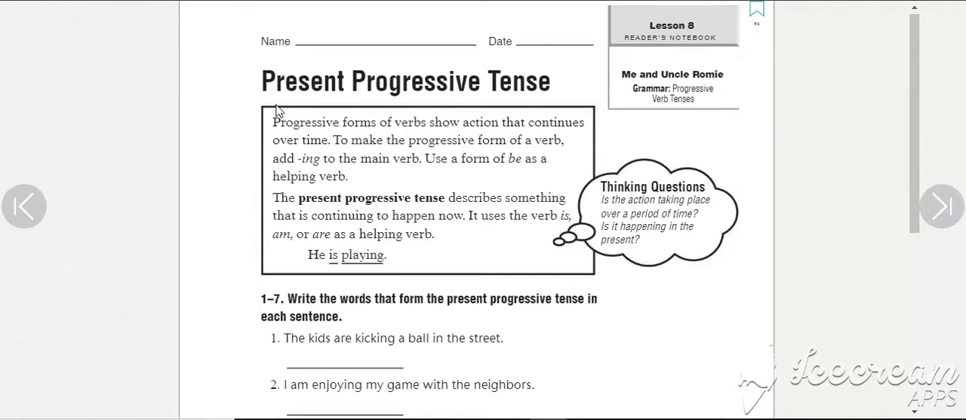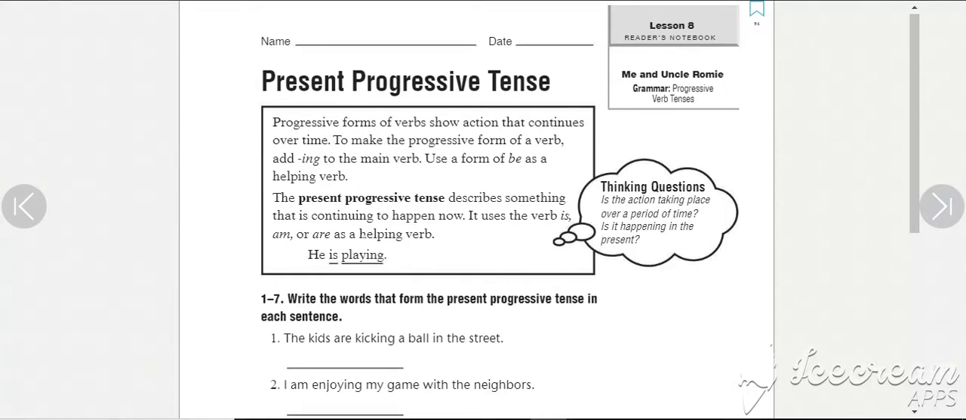Present progressive tense. Progressive form of verbs shows action that continues over time. To make the progressive form of a verb, add ing to the main verb. Use a form of be as a helping verb. The present progressive tense describes something that is continuing to happen now. It uses the verb is, am, or are as a helping verb, like he is playing. So, verbs in the present progressive mean that the verb is in progress, that the action is happening and continuing over time.